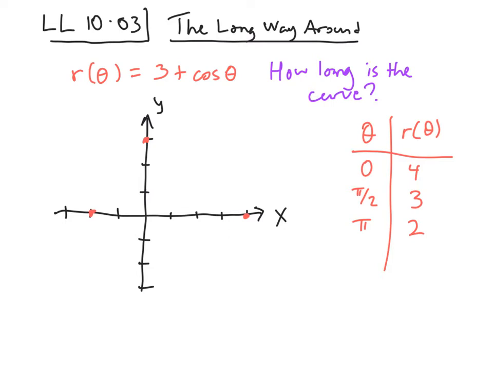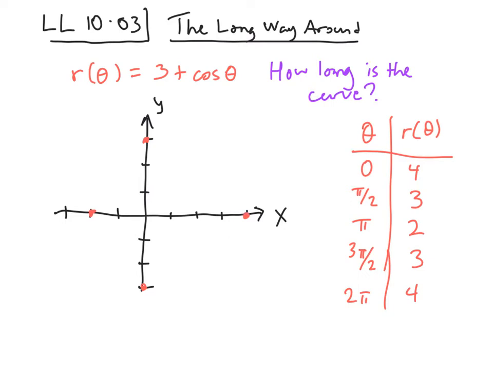And then at theta equals 3 pi over 2, r of theta is going to be 3 again, because cosine of 3 pi over 2 is also 0. And then eventually I return to 2 pi, and cosine of 2 pi is back to 1. So my radius is back at 4 again. And in fact, that's not going to create a new point. That's the same point I had earlier.